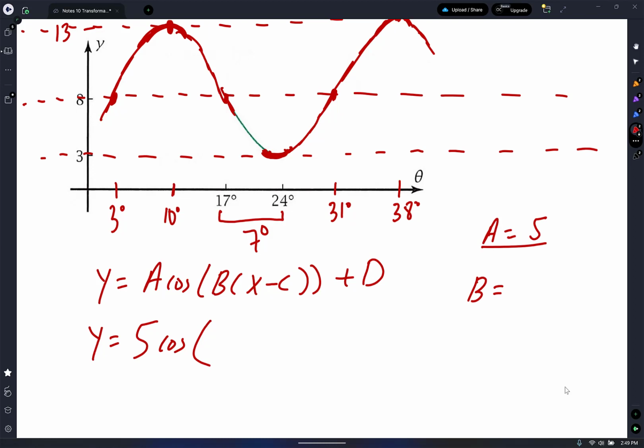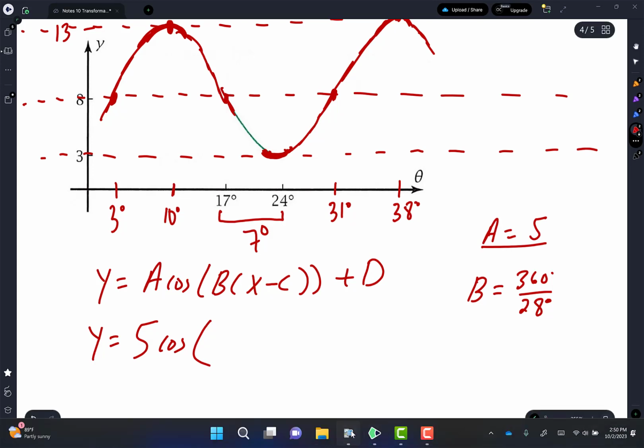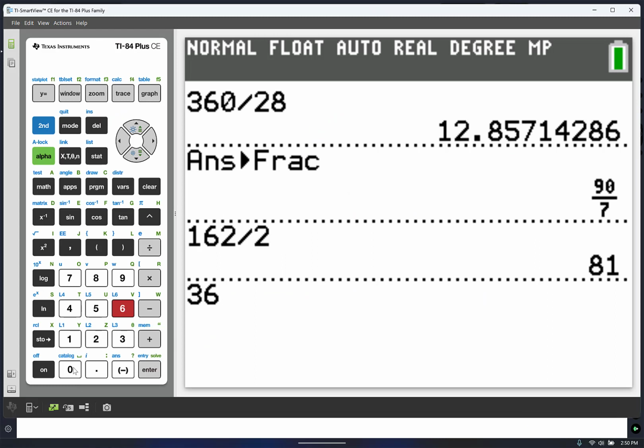The B value is either 360 divided by period or 2 pi divided by period. Which one am I going to use? 360. So I'm going to divide it by 28. Does everyone know how I got the 28? I either did peak to peak, 38 minus 10, or you can do 7 times 4, whichever one you think is easier. Take your calculator, go 360 divided by 28.